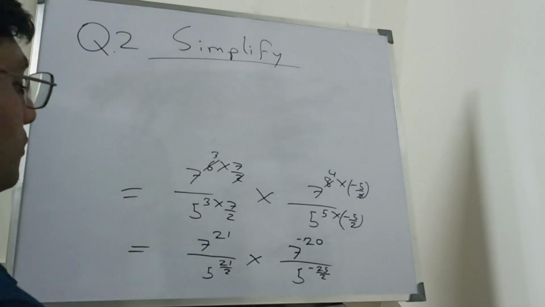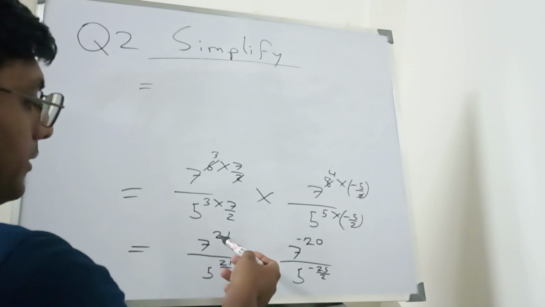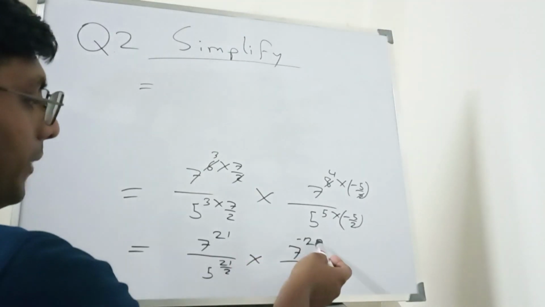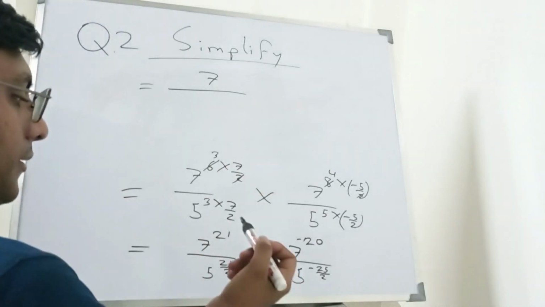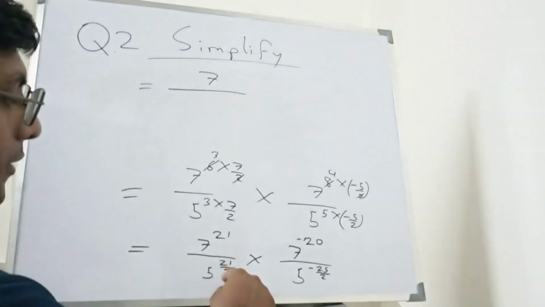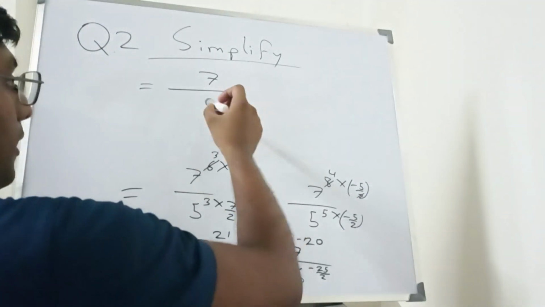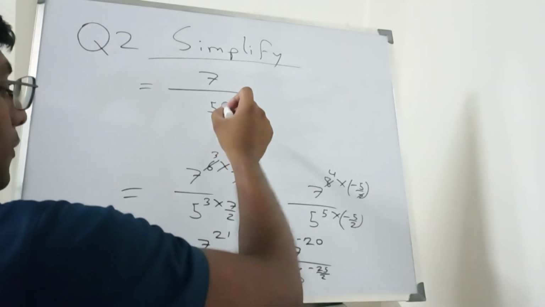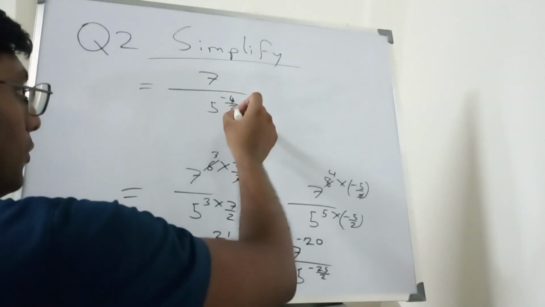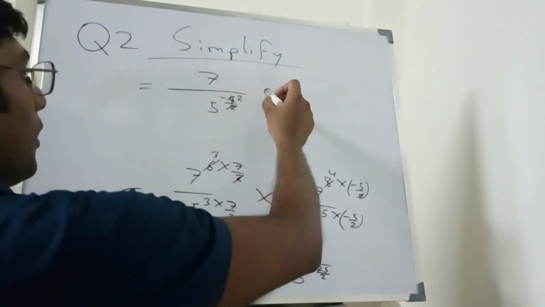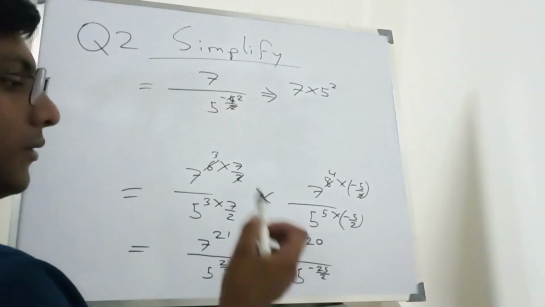So if I try to solve it, the next step, I am writing it over here. This 7 raised to the power 21 minus this 20 will give us 7 raised to the power 1, which can be written as 7 only. And then this 5 raised to the power 21 by 2 and this 25 by 2, the difference will give us minus 4 by 2. So this is minus 2. If I bring it to the numerator side, it will give 7 into 5 square. So this is the answer.